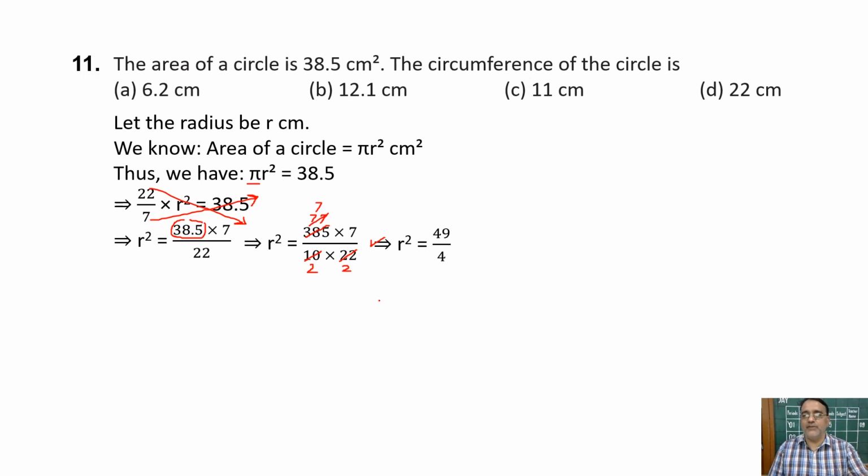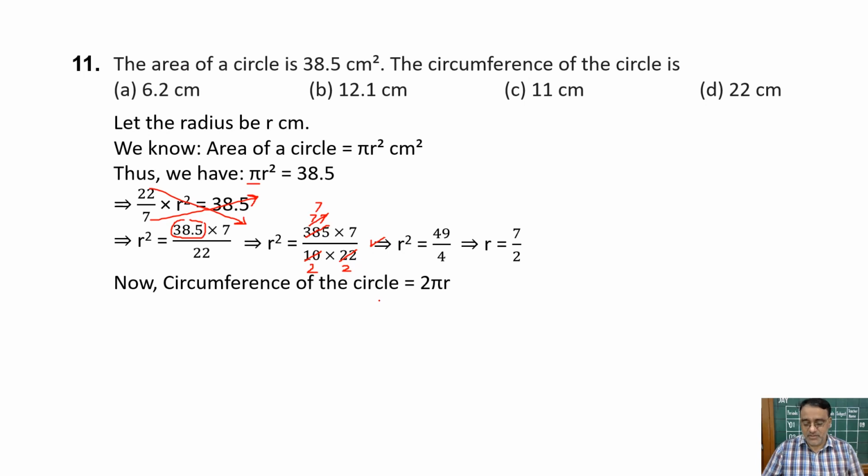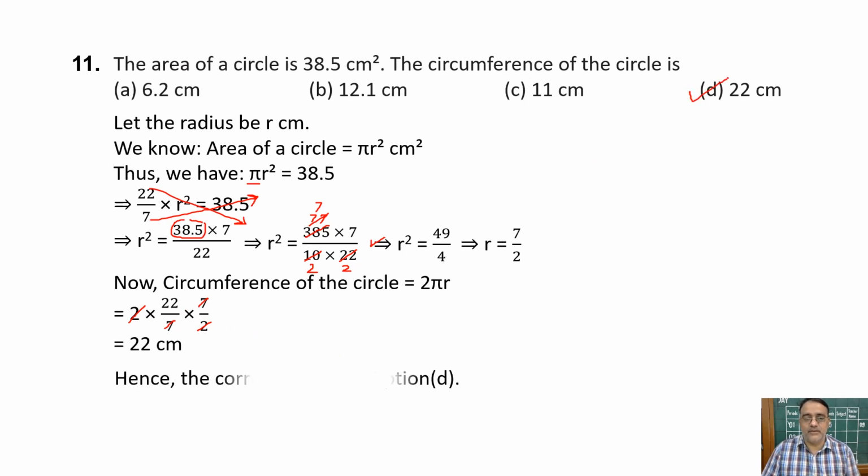And the square root of 49 by 4 is 7 by 2. So we got the value of radius. Now we are going to find the circumference. Circumference is 2 pi r. So 2 into 22 by 7 into 7 by 2. So 7 और 2 cancel हो गया. So what is the final answer? 22. Right, 22 centimeters. So which option is the correct one? Option D. Option D, right.